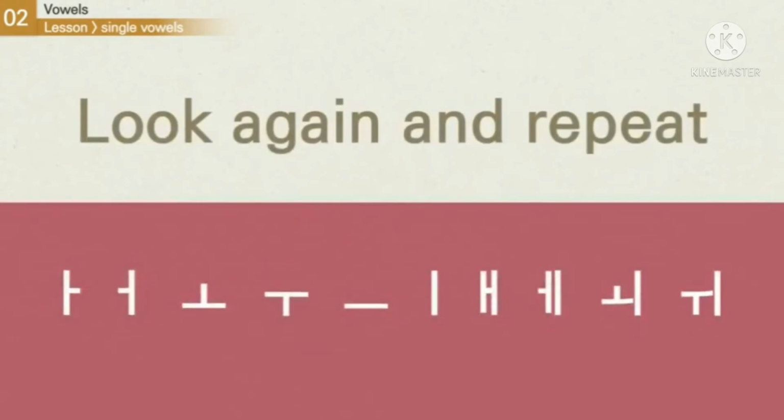Do you understand the sounds of these vowels better now? Let's go over them once more. A, O, U, U, I, 에, 왜, 위.